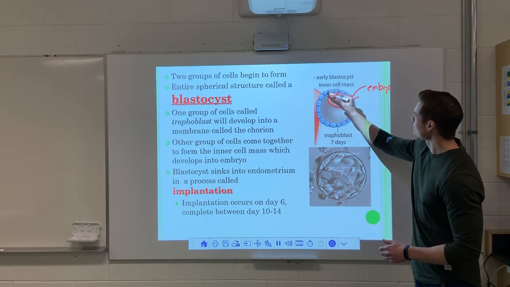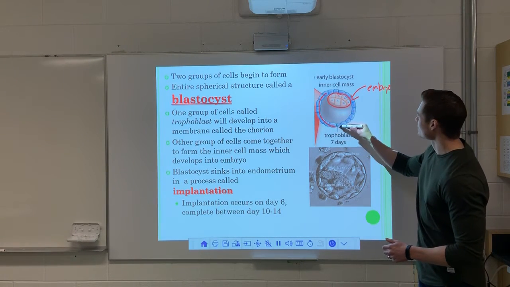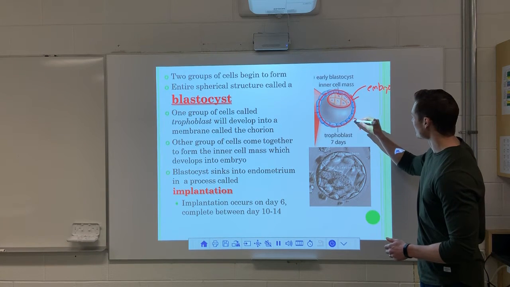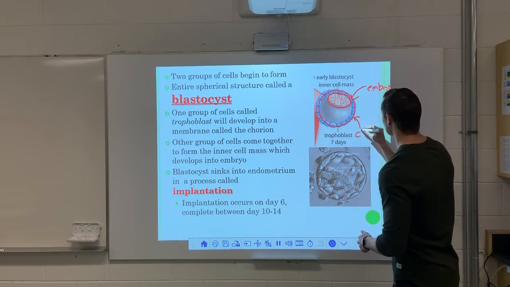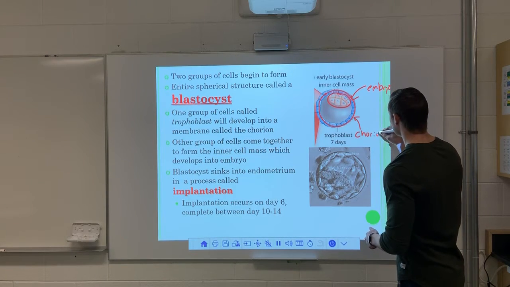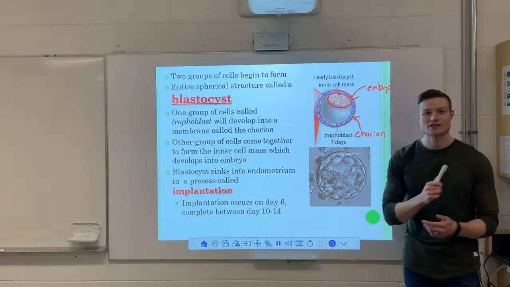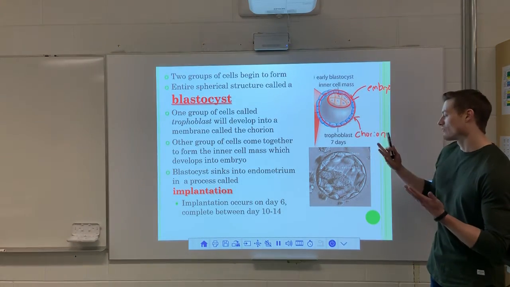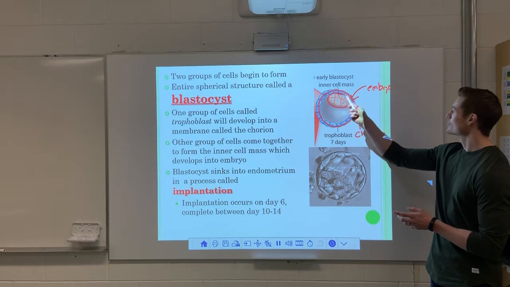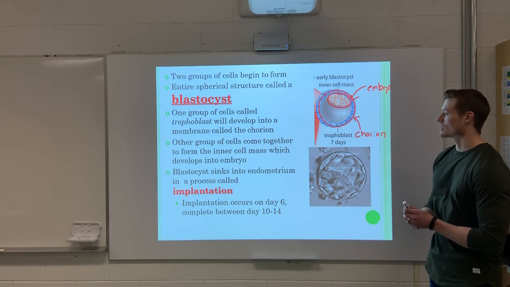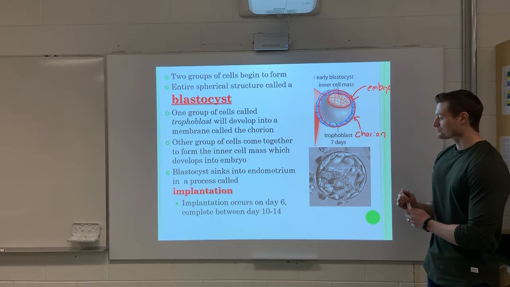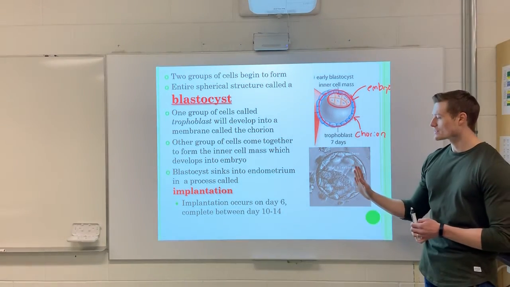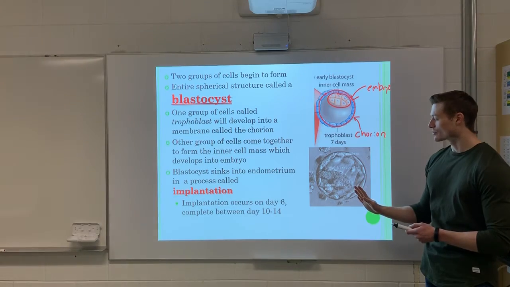This outer ring of cells, that's called the trophoblast. And the trophoblast will eventually become the chorion, and the chorion will eventually become part of the placenta. So this outer ring actually will eventually become the placenta, and this inner mass of cells will eventually become the embryo.